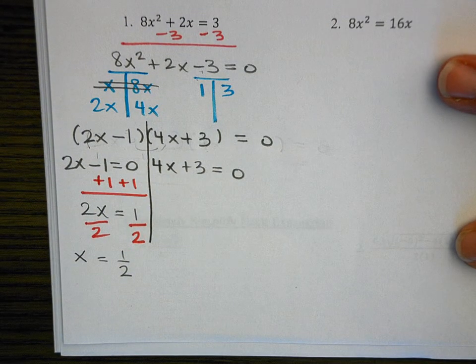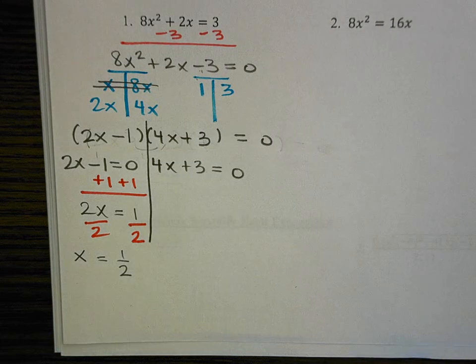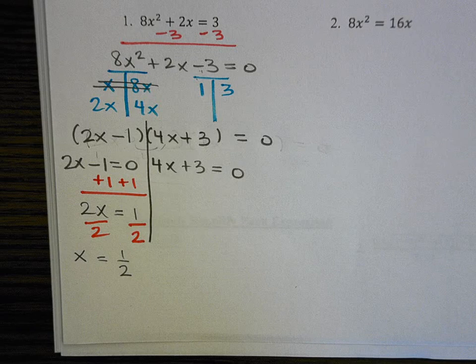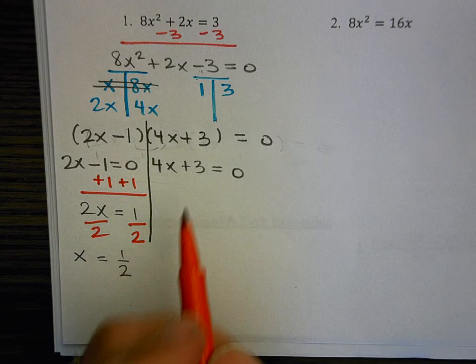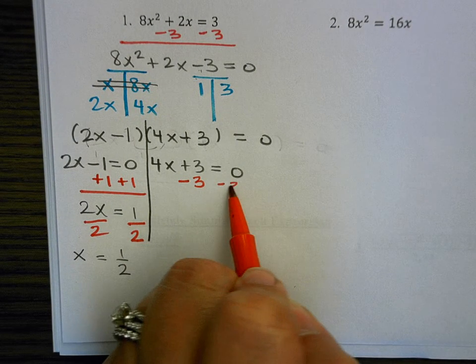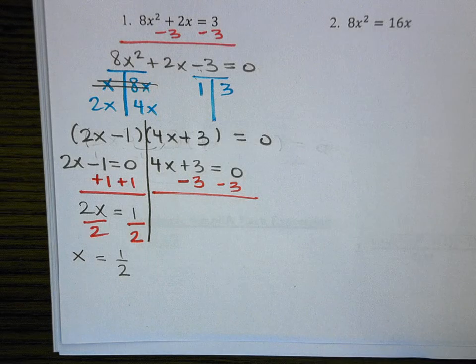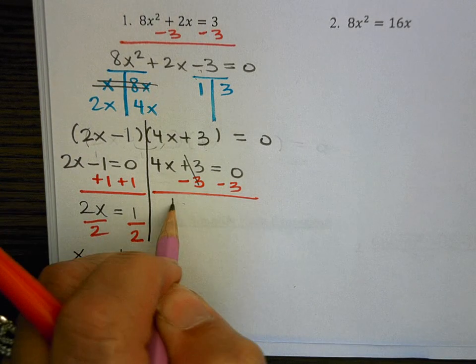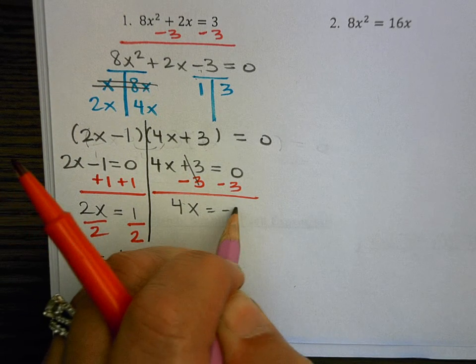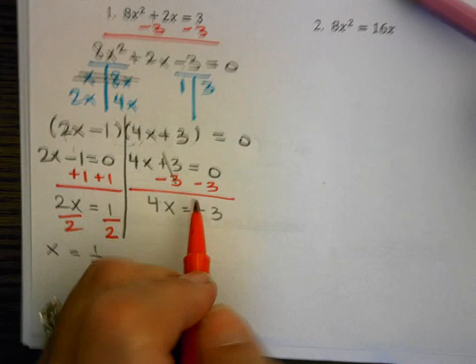Okay. And then do the same for the other side. So again, this might be a good time to press pause and then solve that one and then forward to see if you got the same answer. So I would subtract 3. And then divide by 4.